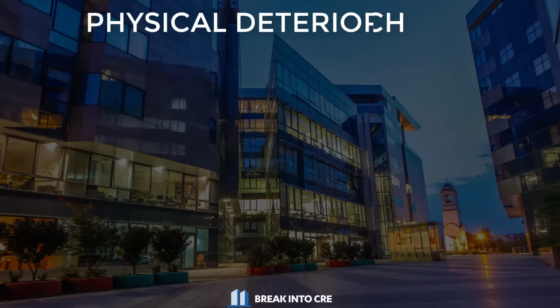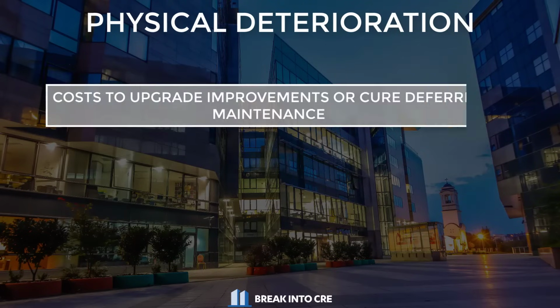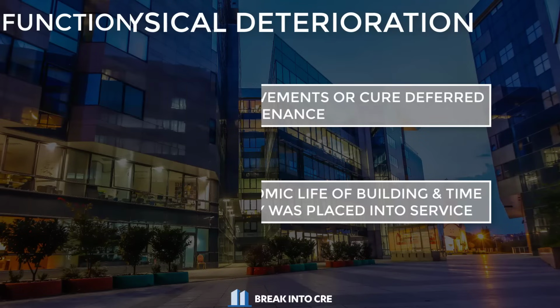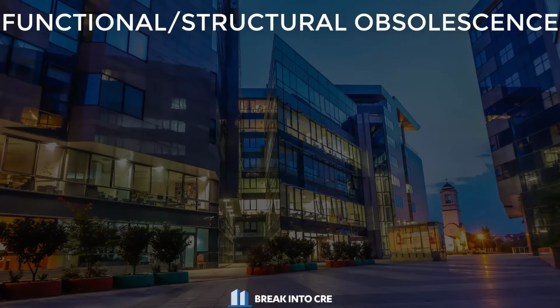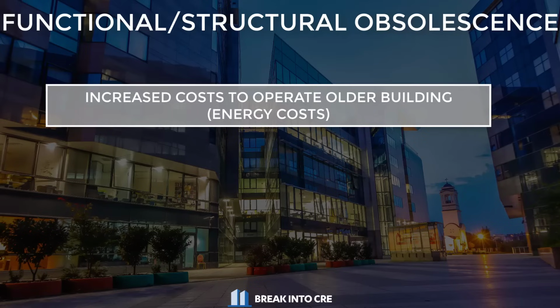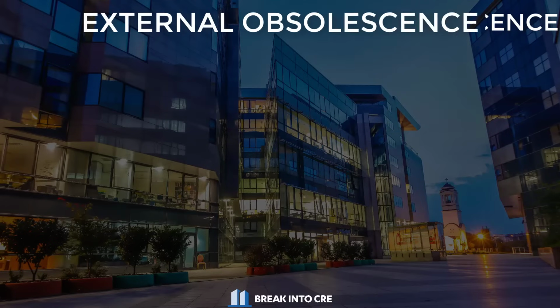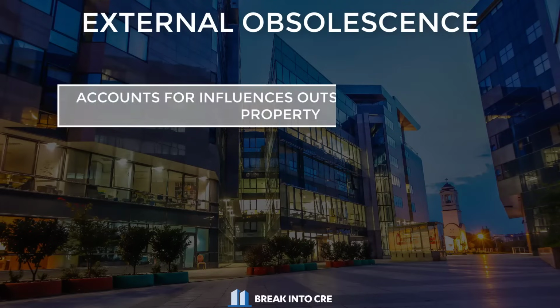So for physical deterioration, this may include costs to upgrade the improvement or cure any deferred maintenance on a property, and this will also factor in the useful economic life of the building and the time that has elapsed since the property was placed into service. Now for functional or structural obsolescence, this may include increased costs of operating an older building, such as energy costs for less efficiently designed buildings. This increase in cost will be taken as a present value analysis, assuming that that difference in cash flows would occur in perpetuity. The appraiser might also include external obsolescence, which accounts for influences outside of the immediate property site.